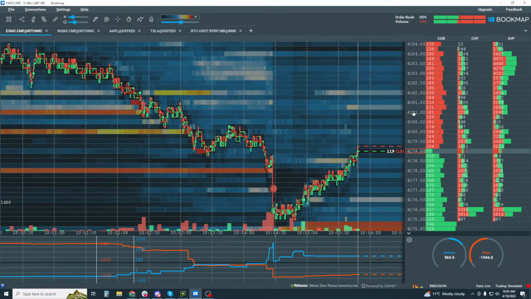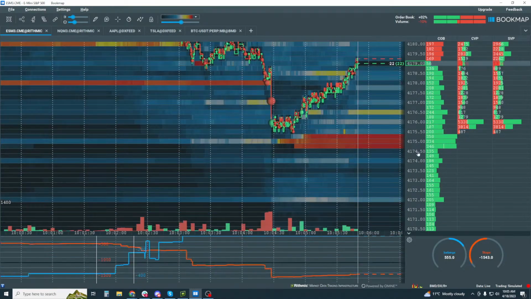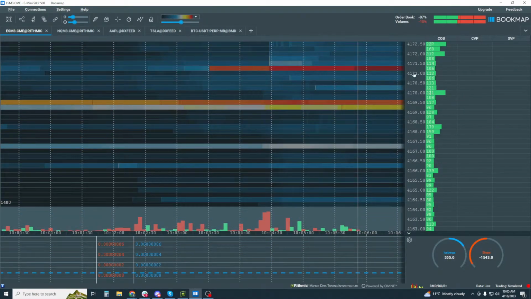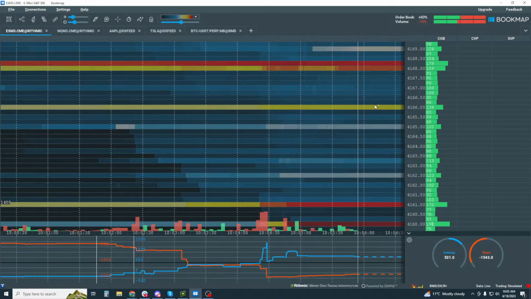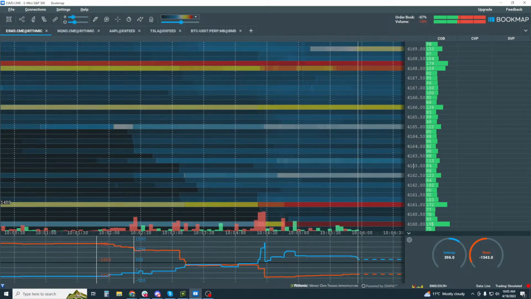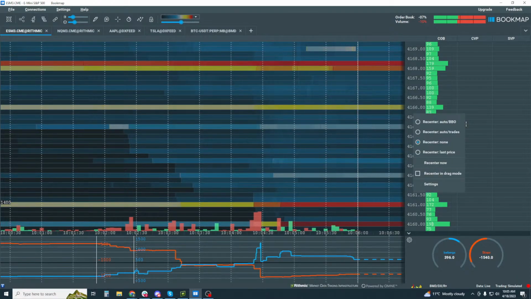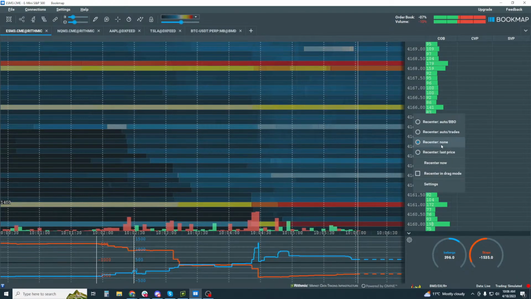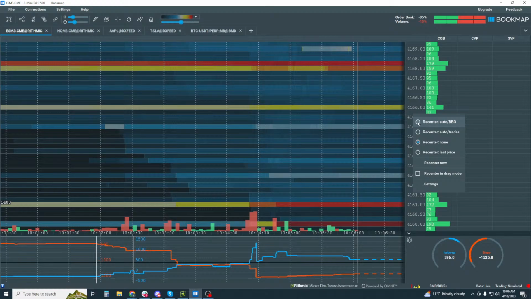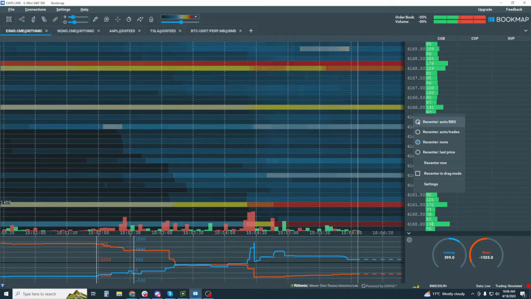Hold down the control key over the price ladder and you'll still be in the live market mode, and you can scroll down here and look at these areas and manage your trades this way. You will have to come back in here and right click on this, and you can see that it put me into recenter none. So we want to go to recenter best bid and offer or auto trades.